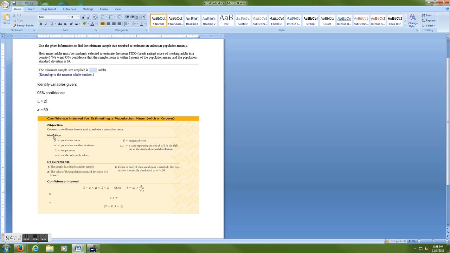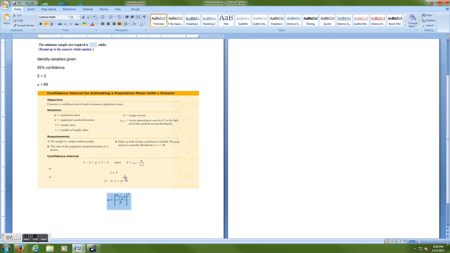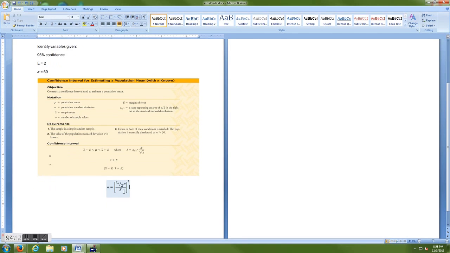This image has a reminder of notation values. It also has an equation for the margin of error. Our first step is to change this formula for margin of error to solve for n. From this equation, we can see that we already have some of our variables. We have our margin of error and we have our standard deviation.